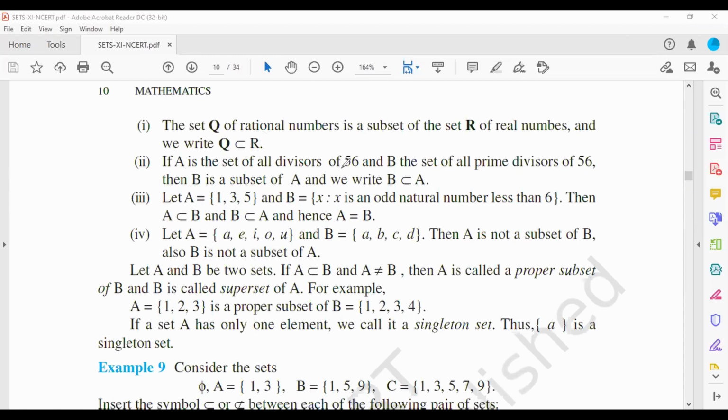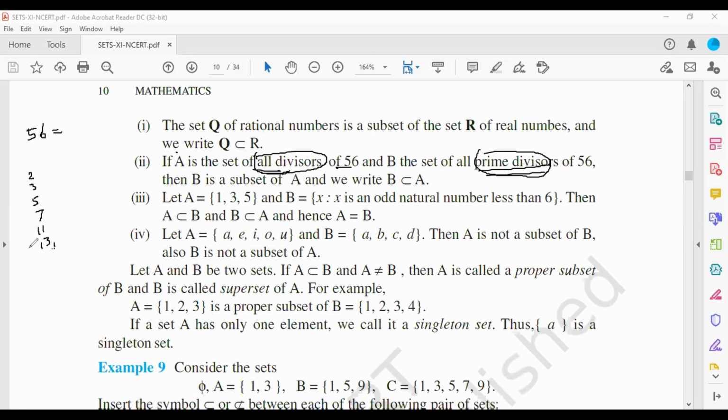Set A is all divisors of 56, but set B is only the prime divisors. So there is definitely a difference between all divisors and prime divisors. Prime divisors are easily obtained by doing prime factorization. How do you obtain prime factorization? Are you remembering what are all the prime numbers you know? 2, 3, 5, 7, 11, 13.